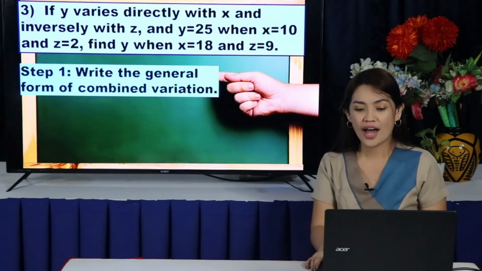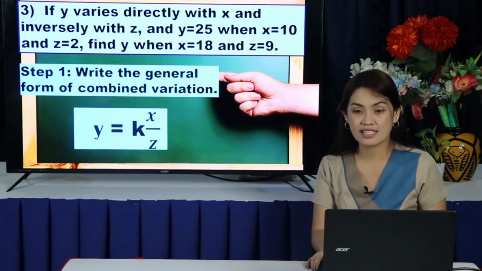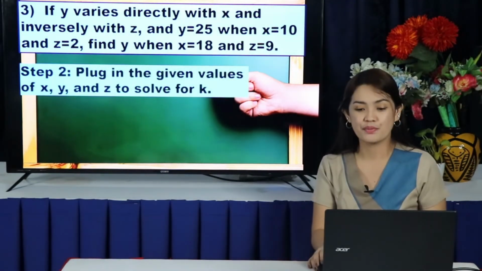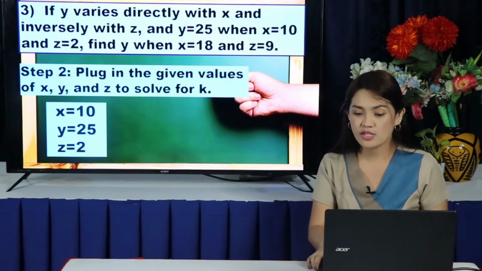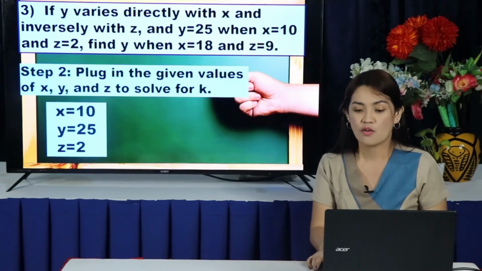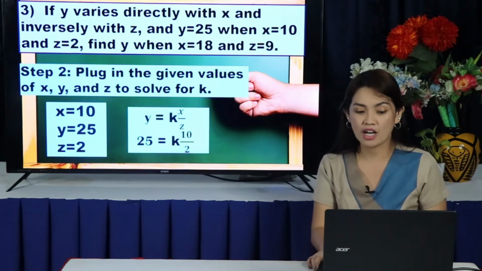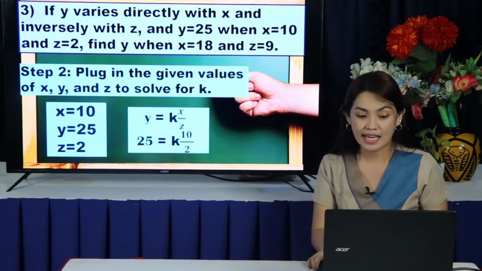Step 1. Write the general form of combined variation. So Y equals K times X over Z. Step 2. Plug in the given values of X, Y, and Z to solve for K. The values are X equals 10, Y equals 25, and Z equals 2. So from Y equals K times X over Z, it becomes 25 equals K times 10 over 2.